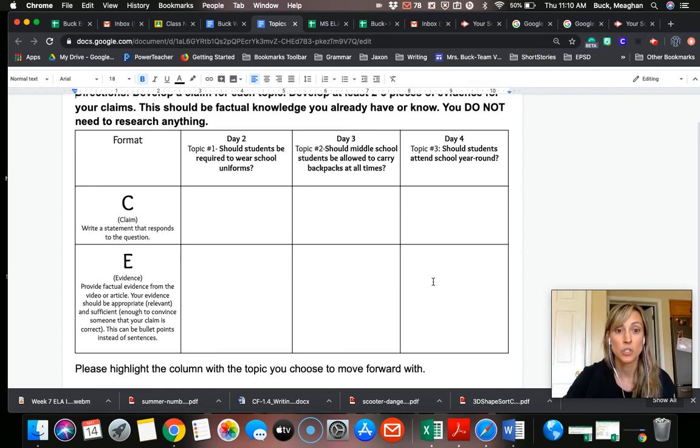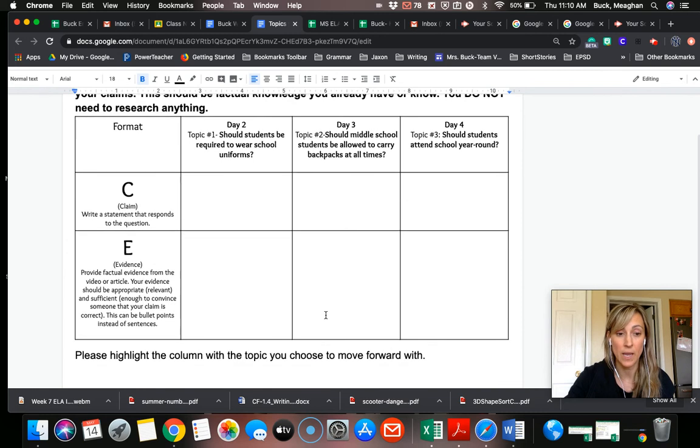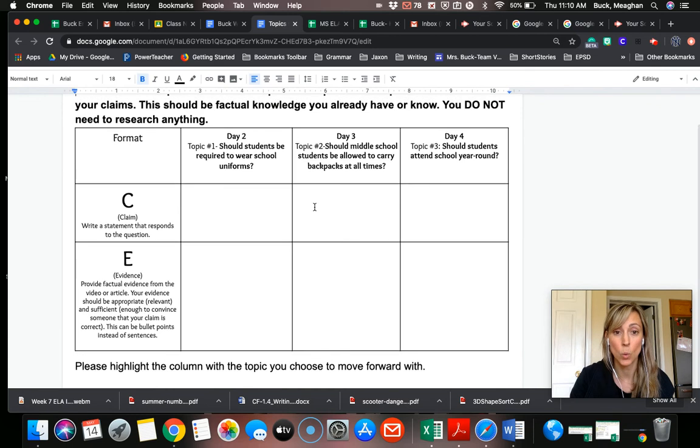Okay. So after you have completed all 3 of these, and you'll notice that the R for reasoning is not in this chart this week because I don't want you to worry about that just yet. So I just want you to think about solely these 3 topics and what kind of evidence might support the claim that you develop. So no reasoning this week. Lastly, look at all 3 and think about which one you would like to move forward with.